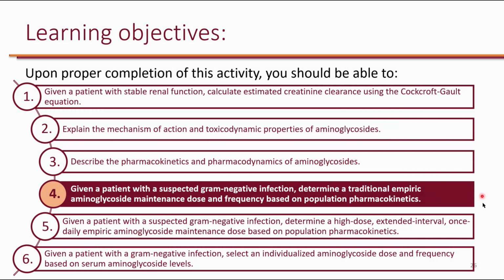We looked at mechanism of action and PK/PD of aminoglycosides. Now the next learning objective is, given a patient with a suspected gram-negative infection, determine a traditional empiric aminoglycoside maintenance dose and frequency based on population kinetics.